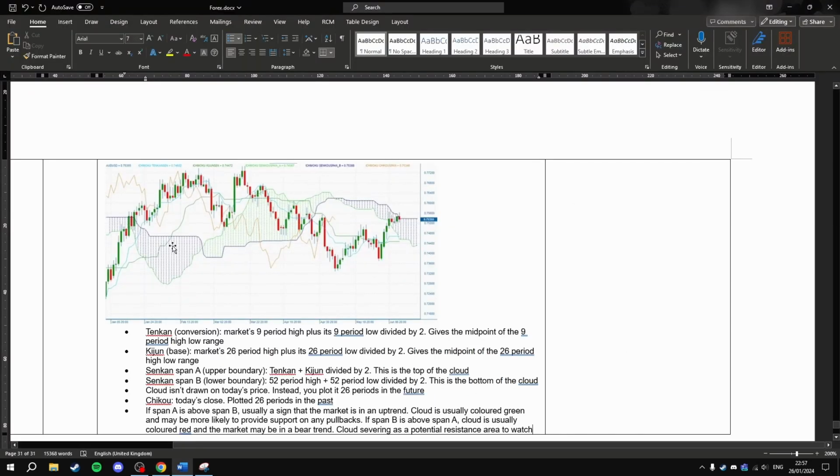Wait, but this isn't red though. This is like purple. And that's green. Huh?